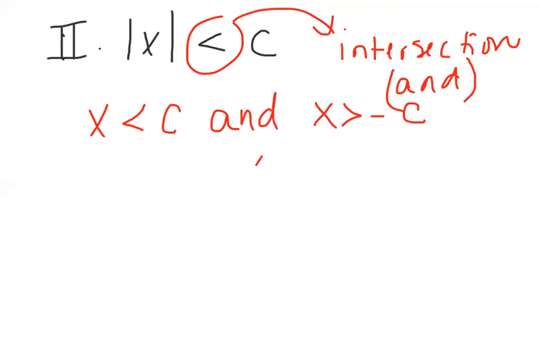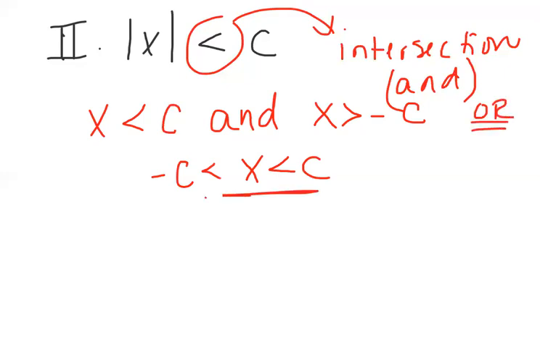Now, another way to express this, guys, is as a single compound inequality, such as this one right here. Okay, this means the same thing as the previous one. So you can do it this way, or you can do it this way right here, okay? So now, what in the world does this have to do with the absolute value inequalities?